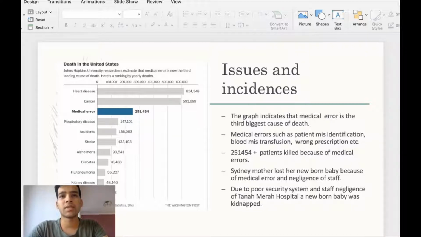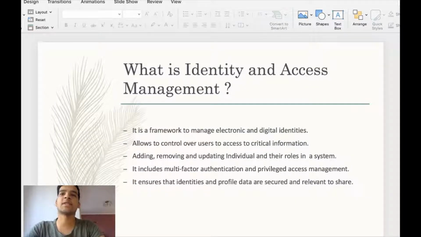In 2016, due to staff negligence and a poor security system, a newborn baby was kidnapped from a hospital. The name of the hospital is Tana Mehra in Kelowna. So, what is identity and access management? It is a framework to manage electronic and digital identities that allows control over a user's access to critical information.